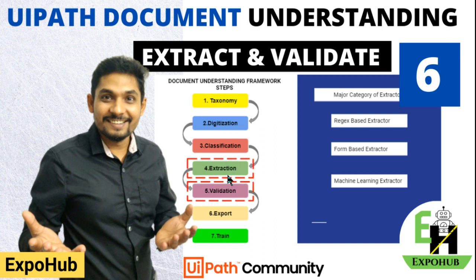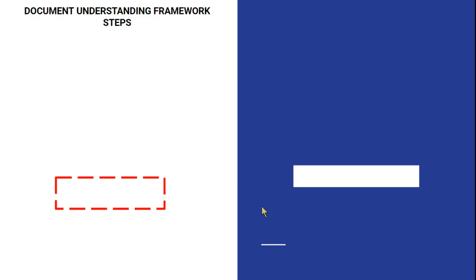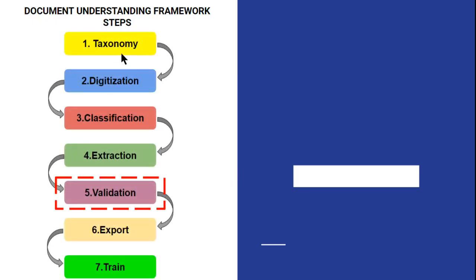Today we will be looking at extraction and validation in the document understanding process. So till now you have understood taxonomy, what it is, digitizing the document, and classification. Classification means it is going to tell you whether it is an invoice, a receipt, and all those kinds of classification you have seen. Now we will look at extraction and validation.